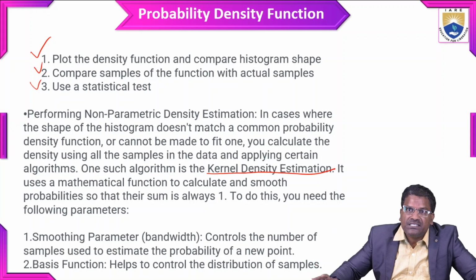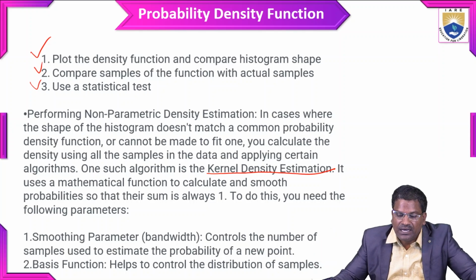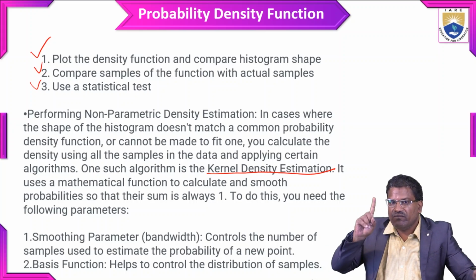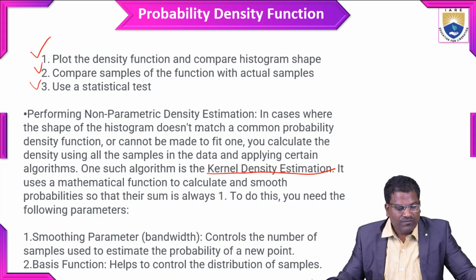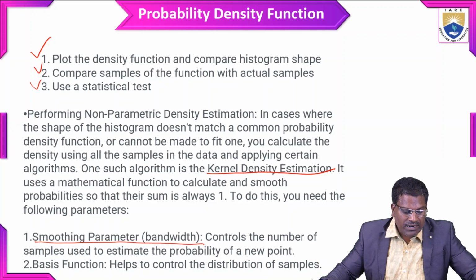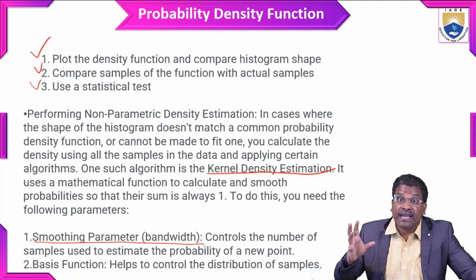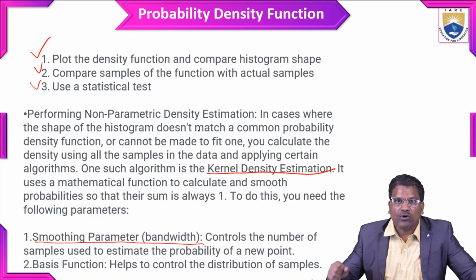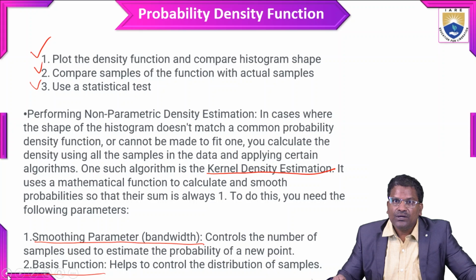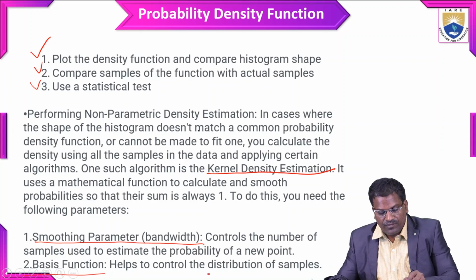This kernel density estimation is a type of algorithm. It uses a mathematical function to calculate and smooth probabilities so that their sum is always 1. To do this, we need the following parameters. Smoothing parameter, bandwidth. It controls the number of samples used to estimate the probability of a new point. Basis function is there. It helps to control the distribution of samples.